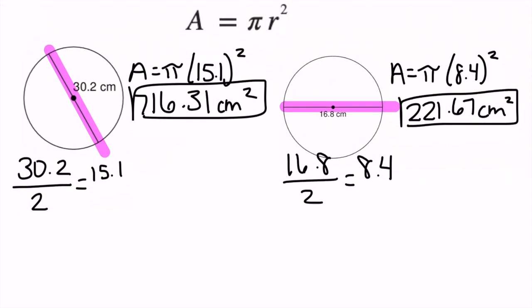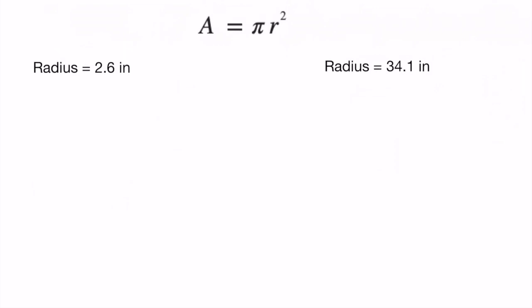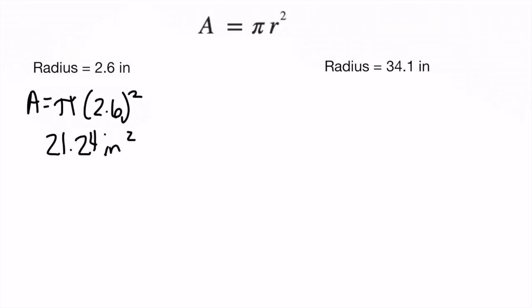All right. Now let's look at some different ones. Now these ones just tell you what the radius is, but it is the exact same formula. So pi times 2.6 squared. Plug it in my calculator, I get 21.24 inches squared.